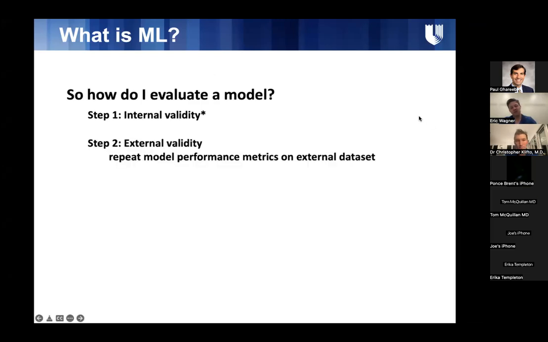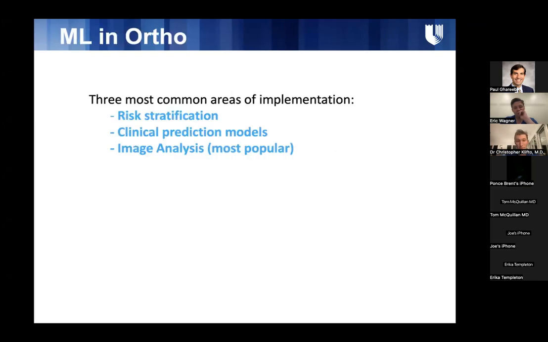So how do you evaluate a model? One is internal validity, like we just talked about: looking at the AUC number, and also the different confusion matrix numbers that we all know. The second is external validity. A really good working model is usually one that has taken the data set it was created on, and then subsequently taken another data set and validated all of its results in a different cohort to make sure you're actually doing something correctly.